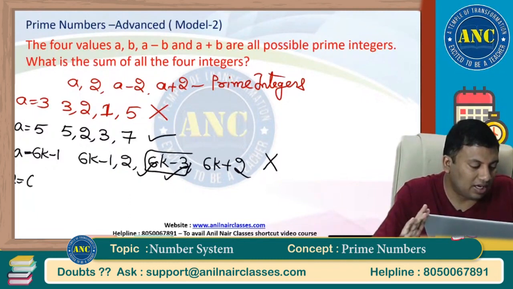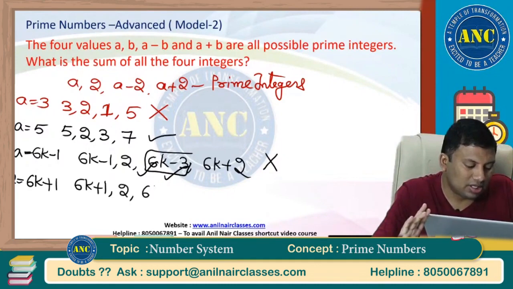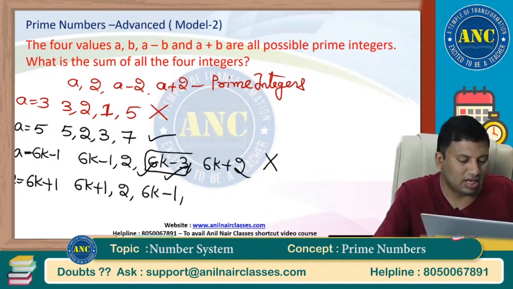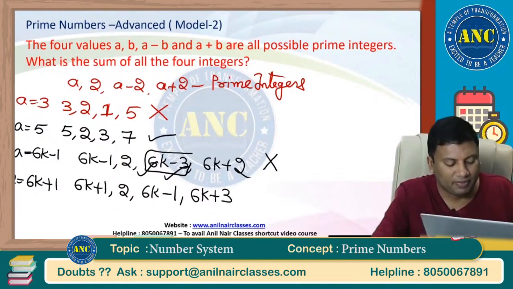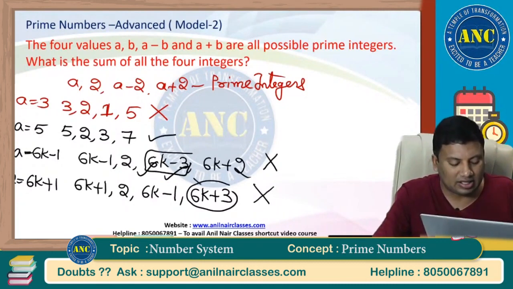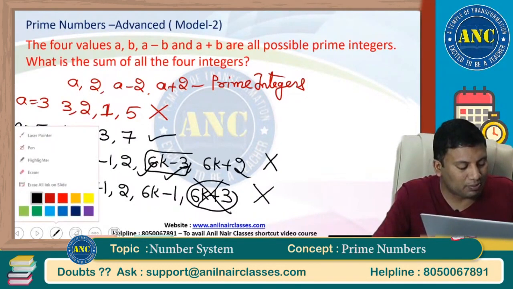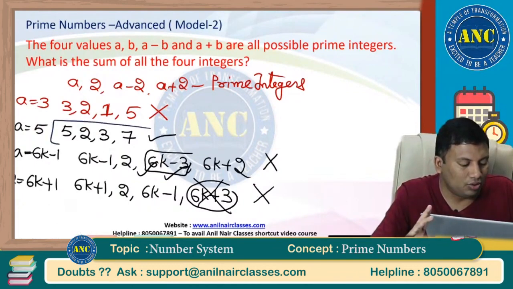Next one, another case, 6k plus 1, comma 2, 6k plus 1 minus 2, 6k minus 1, 6k plus 1 plus 2, 6k plus 3. 6k divisible by 3, plus 3 divisible by 3. Answer will be divisible by 3. So, the only case which is possible is 5, 2, 3, 7.